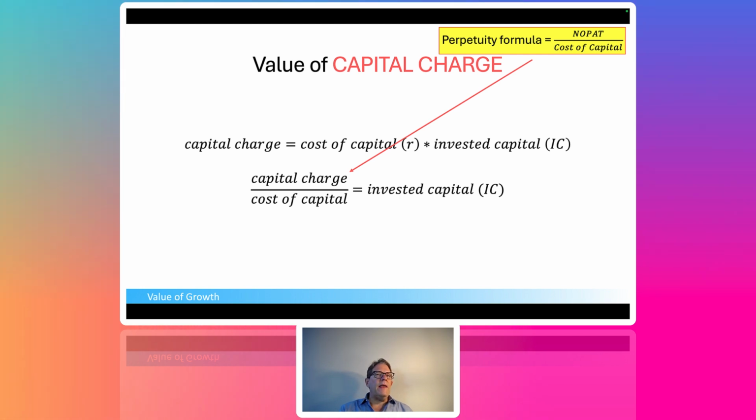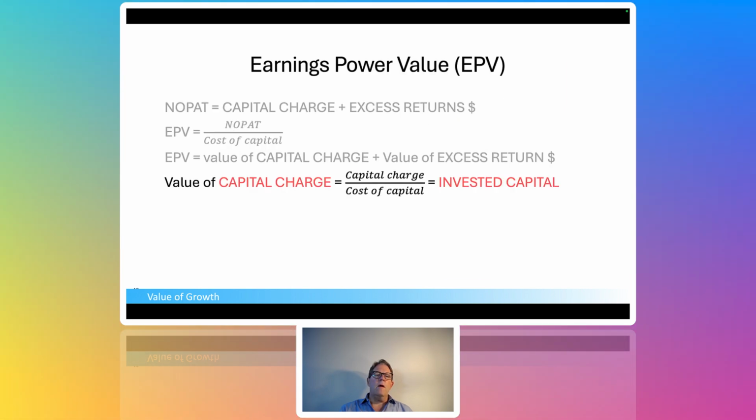It's a funny way to think about it, but it's going to become a very important tool as we start to look at real evaluations of real companies. All right, so the value of the capital charge, the first part of the equation, equals capital charge divided by the cost of capital, which equals invested capital. Effectively, all we're saying is a company that earns its capital charge is worth its invested capital, which we established in the prior two videos. So the value of the capital charge, funny way of saying it or thinking about it, equals the invested capital.